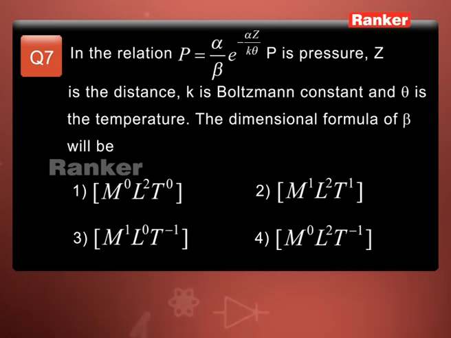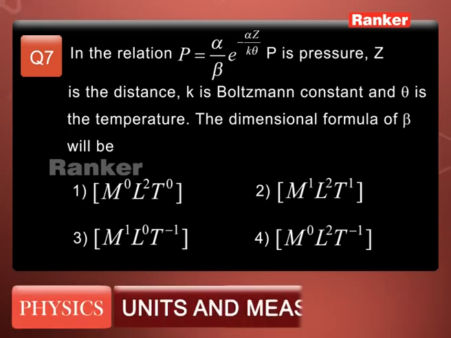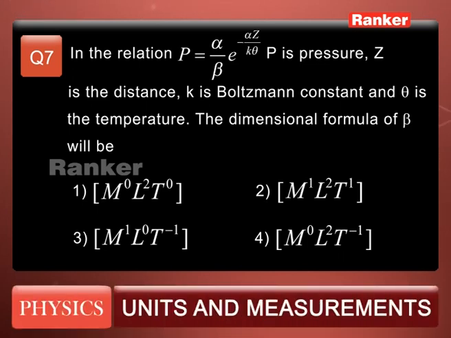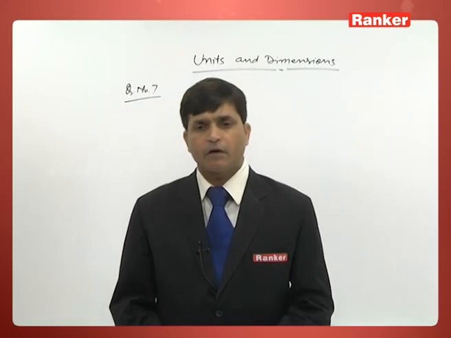Option number 2 is M1 L square T1. Option number 3 is M to the power 1 L0 T minus 1. And option 4 is M to the power 0 L square T minus 1. Now see how to do this problem.